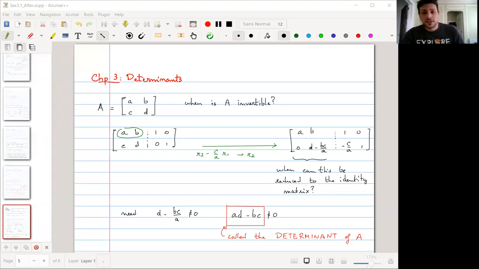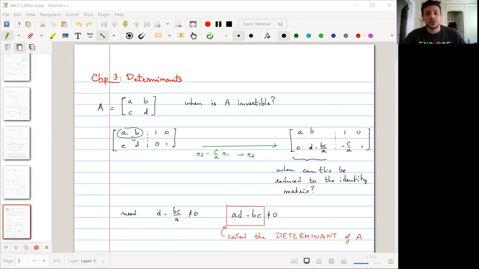Hello, everyone. This video is the first about determinants. Determinants are a quantity attached to a certain matrix that will help us determine whether the matrix is invertible or not. So let's start with the basic question of whether a general 2x2 matrix is invertible.